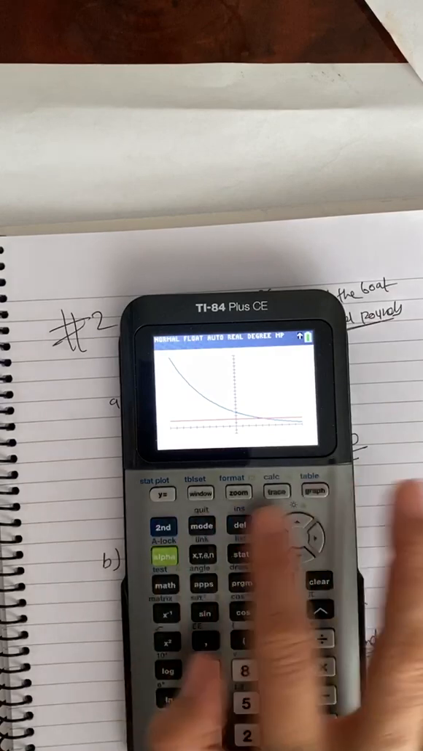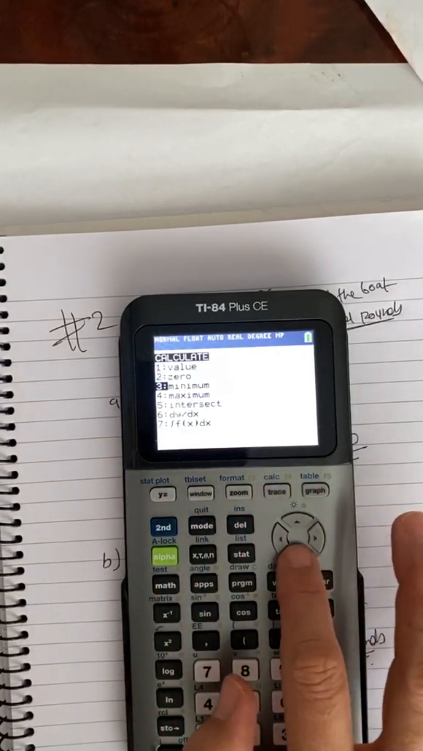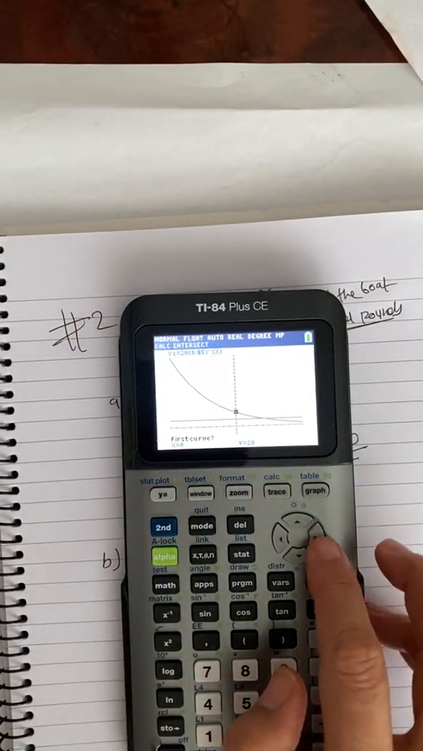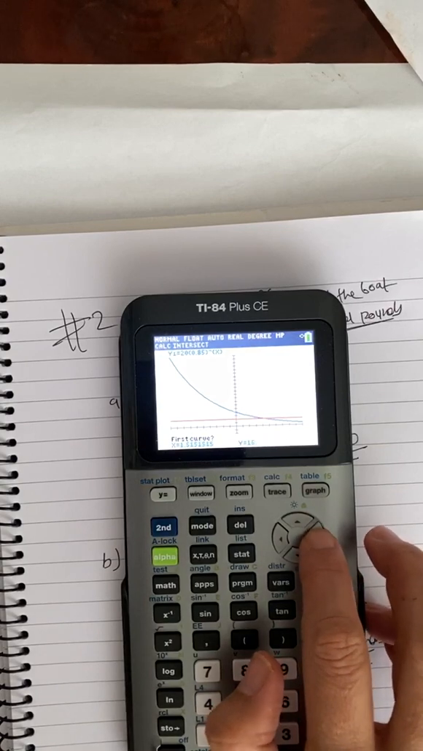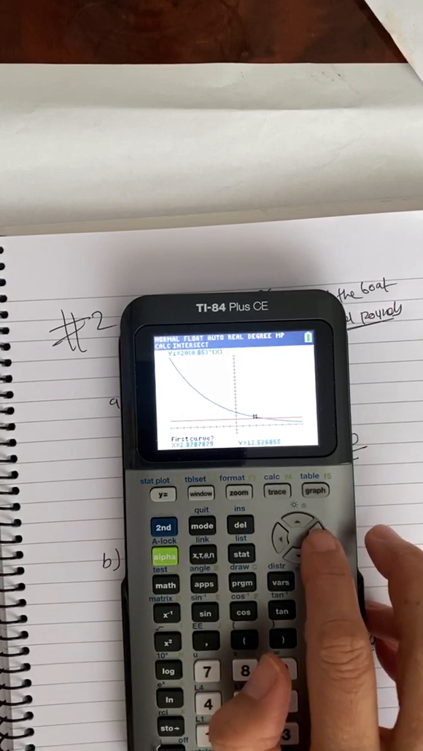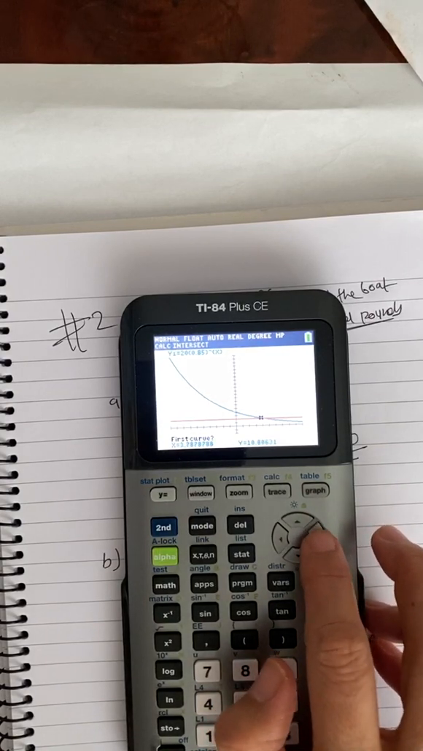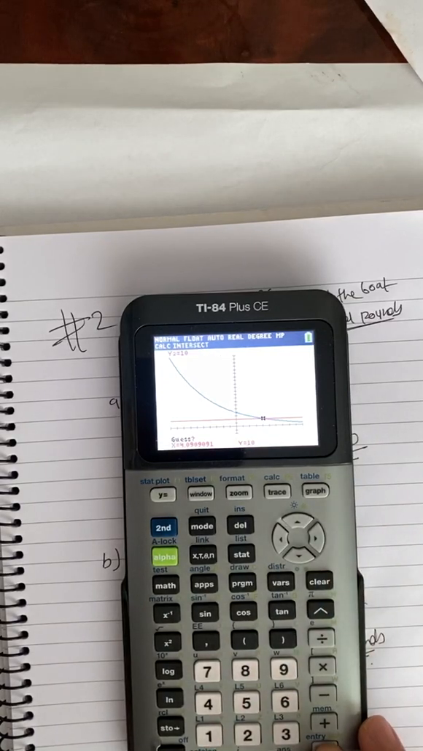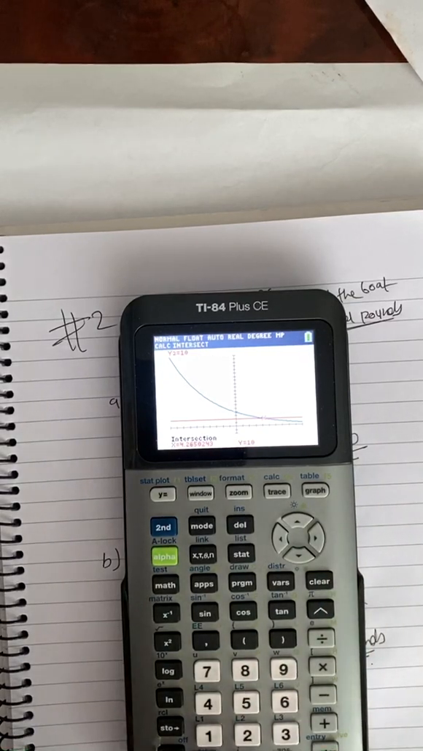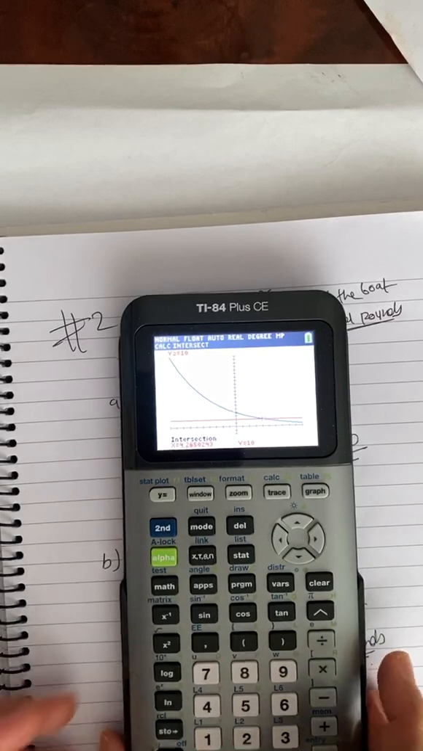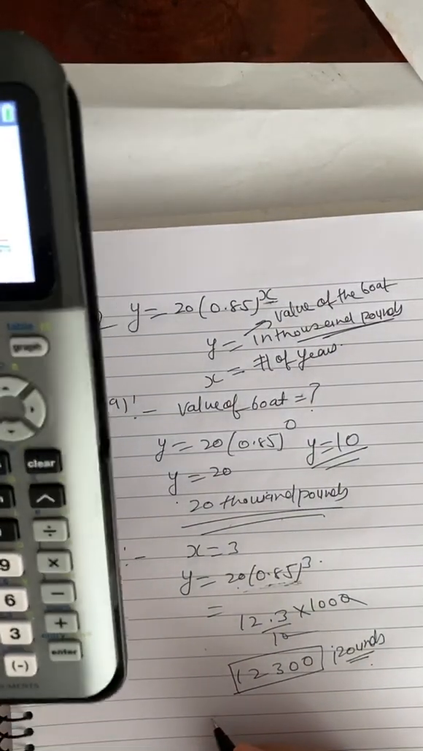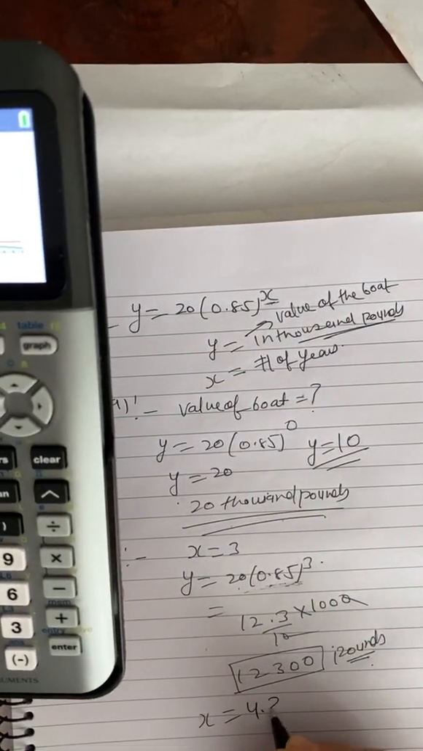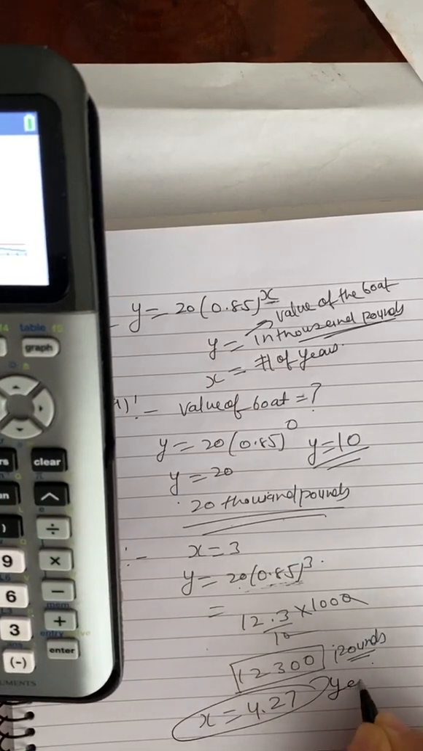You go to second trace, then go to intersect and move the cursor, and here enter 3 times. That gives you 4.27 years. So the x you got is 4.27 years.